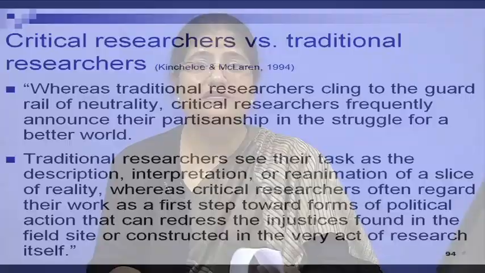So traditional researchers say that we are going to describe, we are going to interpret, we are going to reproduce, recreate a slice of life as we see it in an attempt to understand what is going on. And critical researchers say we will do something about whatever we are seeing. We want to know why whatever we are seeing is the way it is, and we would like to take a step further and try and find out what it is that we can do to make the situation better, that can address injustices, that can make the situation that we are studying better.